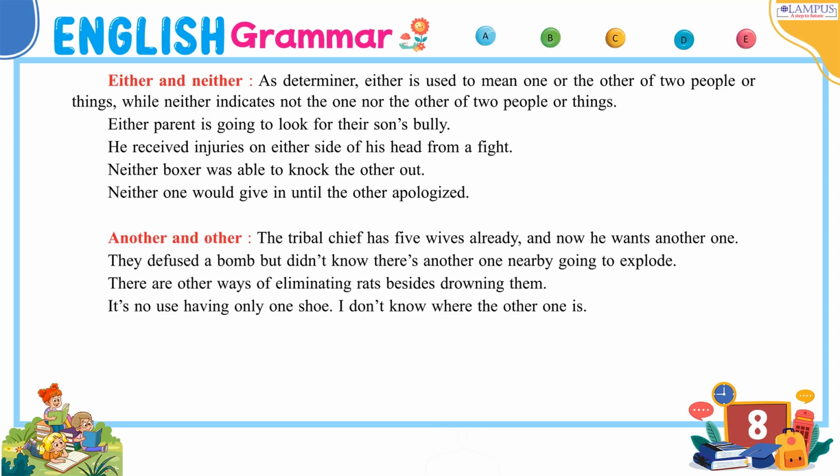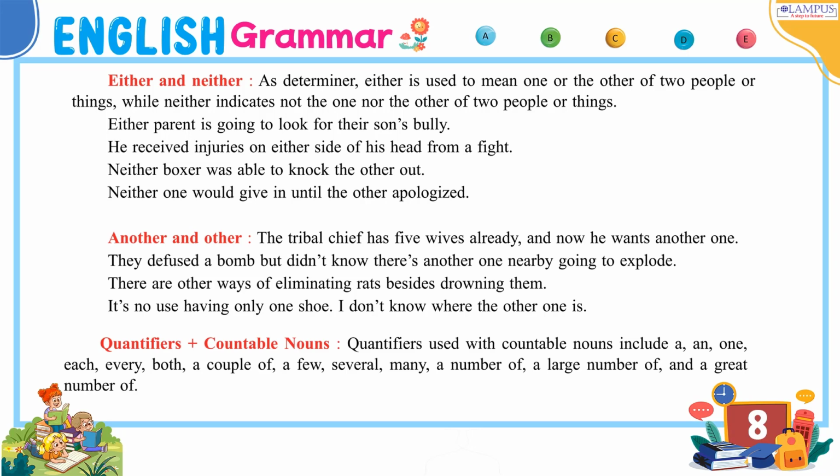Another and other. The tribal chief has 5 wives already, and now he wants another one. They defused a bomb but didn't know there's another one nearby going to explode. There are other ways of eliminating rats besides drowning them. It's no use having only one shoe. I don't know where the other one is.